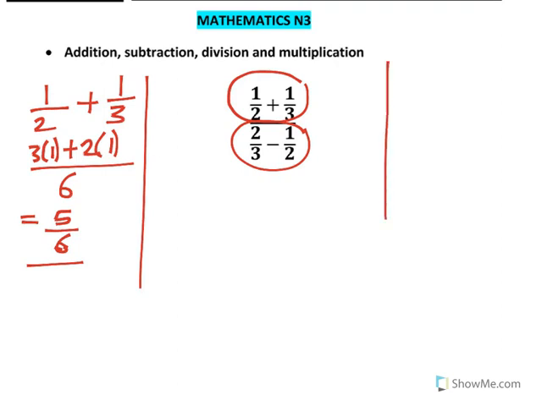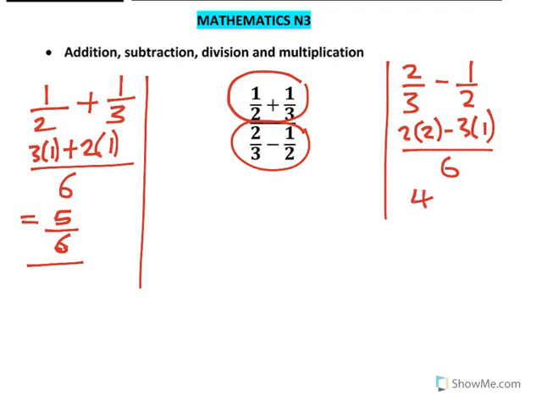Let me do it on this other side. 2 over 3 minus 1 over 2. Again, the common denominator is 6. So you're going to have 3 into 6, it's 2 times 2, minus 2 into 6 is 3 times 1. You're going to have 4 minus 3 over 6. What is 4 minus 3 over 6? Which is equal to 1 over 6.